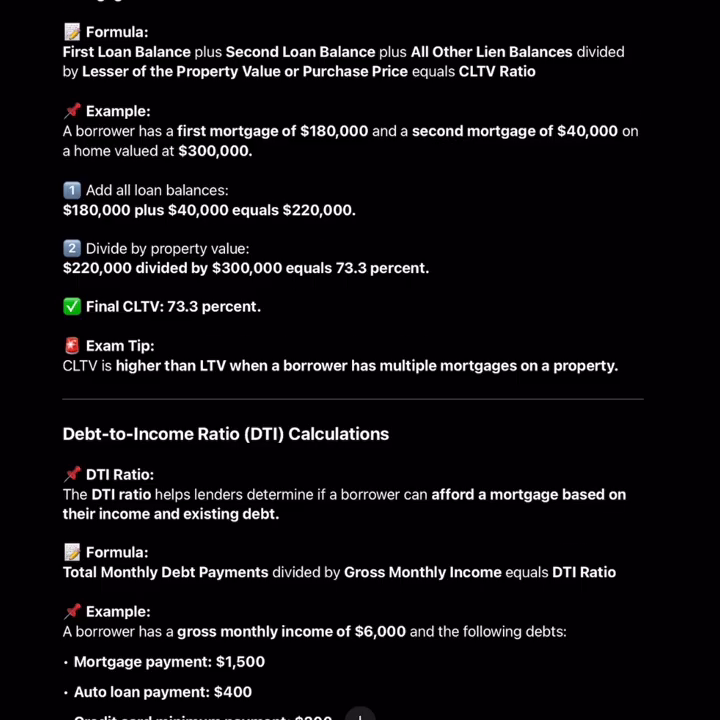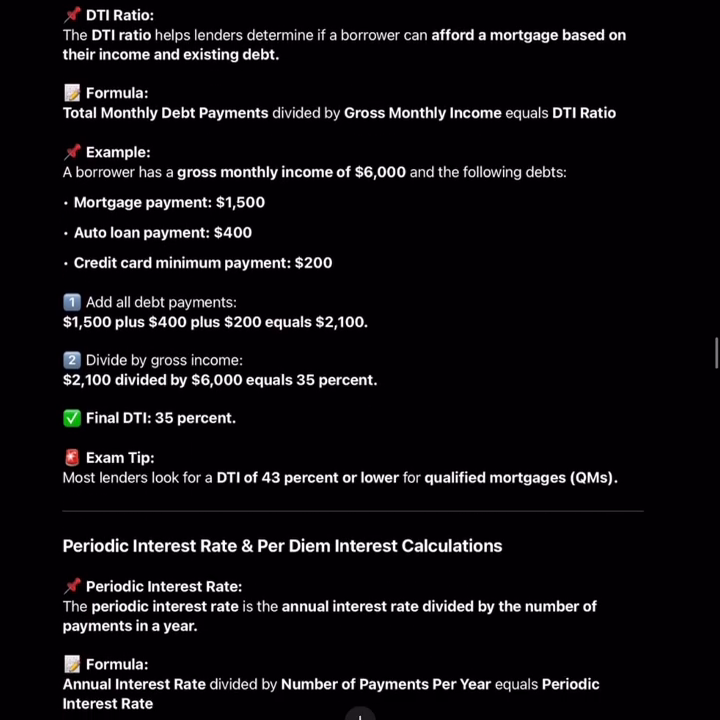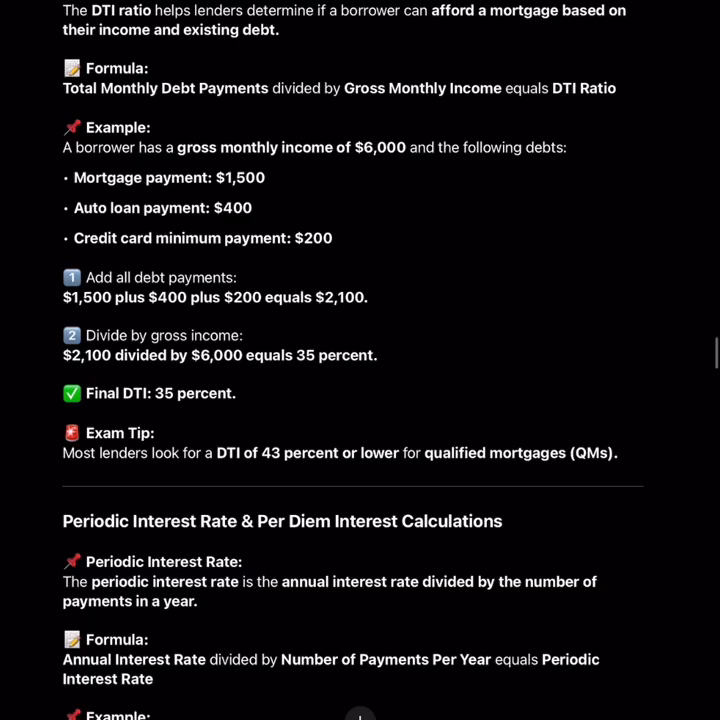Debt-to-income ratio, DTI calculations. DTI ratio. The DTI ratio helps lenders determine if a borrower can afford a mortgage based on their income and existing debt. Formula: total monthly debt payments divided by gross monthly income equals DTI ratio.